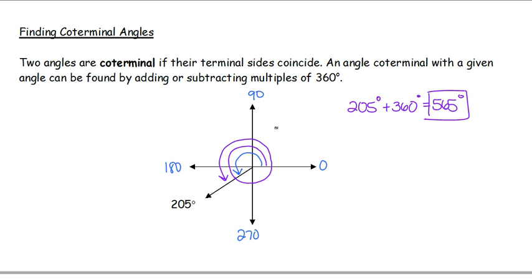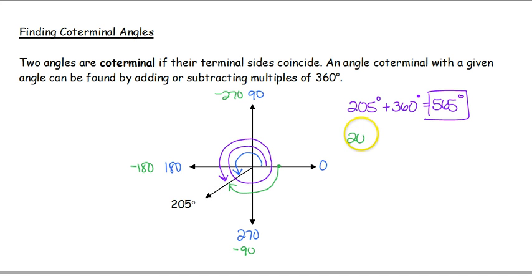Now I need a negative coterminal. So again, we still are starting at that 0 mark. If I'm going a negative angle, I'm going the other direction. That means that this would be a negative 90, this would be a negative 180, a negative 270. You may think that this one's a little bit harder to find, but it's really not.